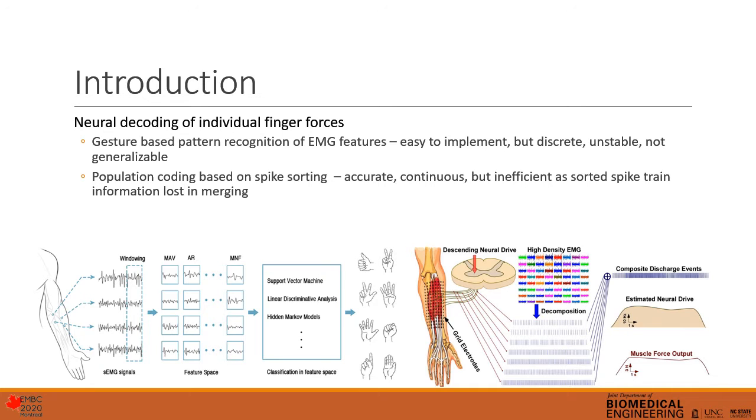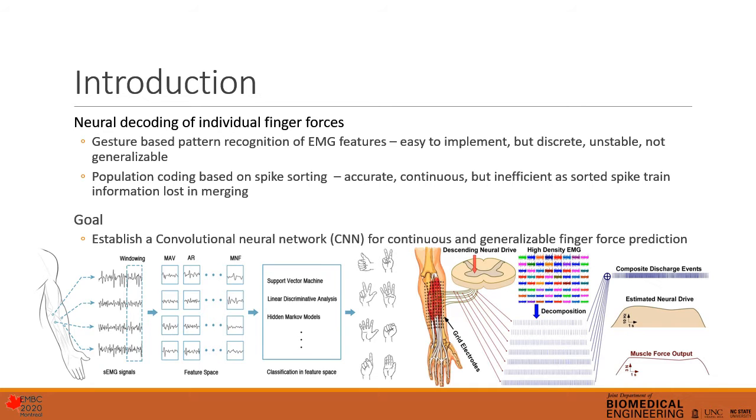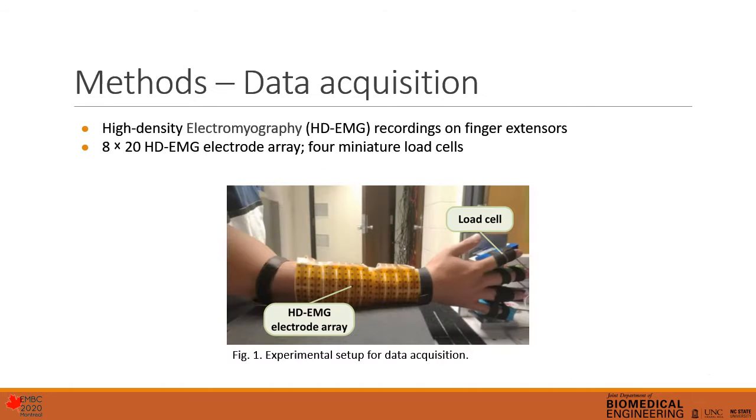Due to these limitations, we investigated the CNN model for direct population neural coding output using features extracted from the HD-EMG. The HD-EMG data were collected using an 8x20 HD-EMG electrode array to record the EDC muscle activity. To record individual finger extension forces, the index, middle, and ring fingers were respectively secured to 4 miniature load cells.